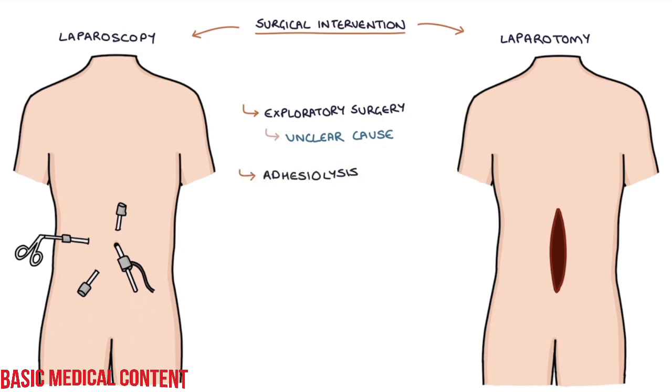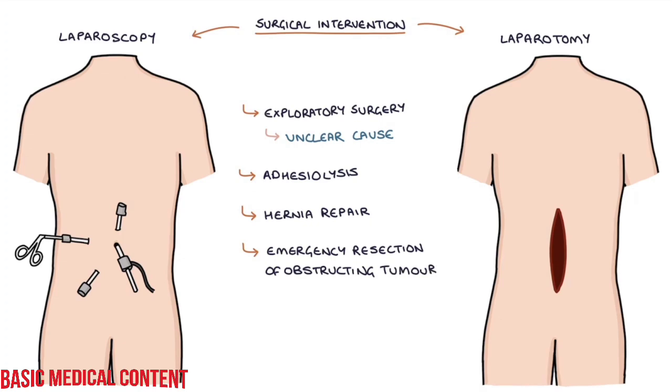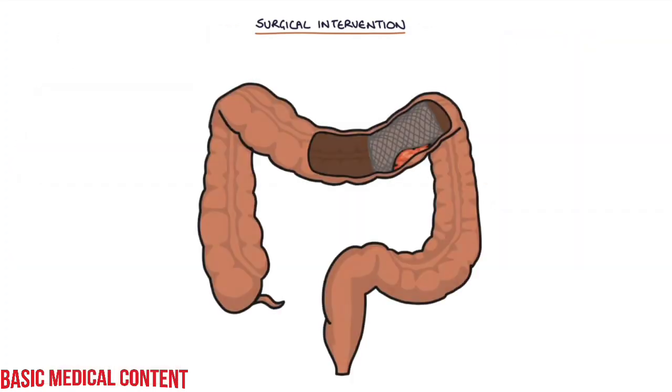Adhesiolysis can be used to treat adhesions. Hernia repair may be necessary if it's caused by a hernia, and if it's caused by a tumour, they may require emergency resection of the obstructing tumour. Stents may be inserted into the bowel during a colonoscopy in patients with obstruction due to a tumour. Stents hold the tumour out of the way, create space, and allow the bowel contents to move through the bowel.